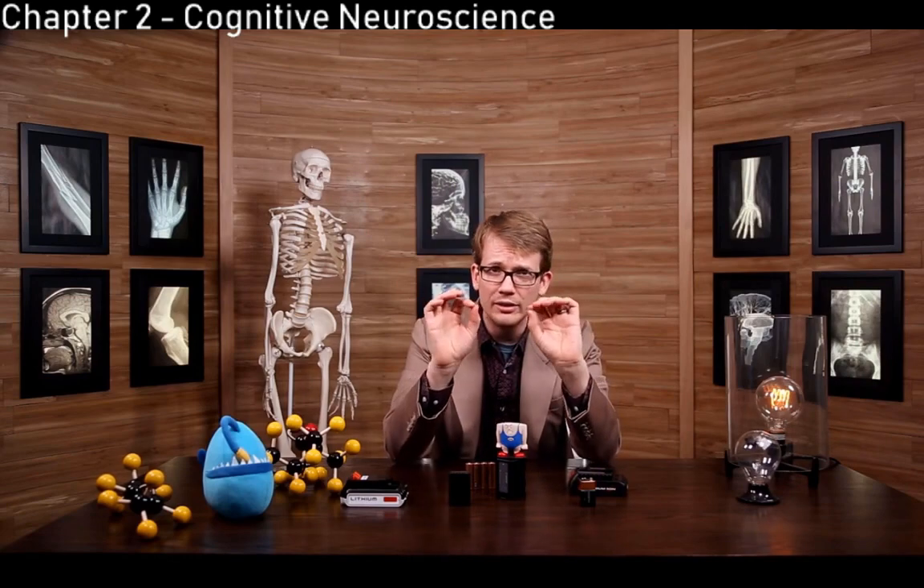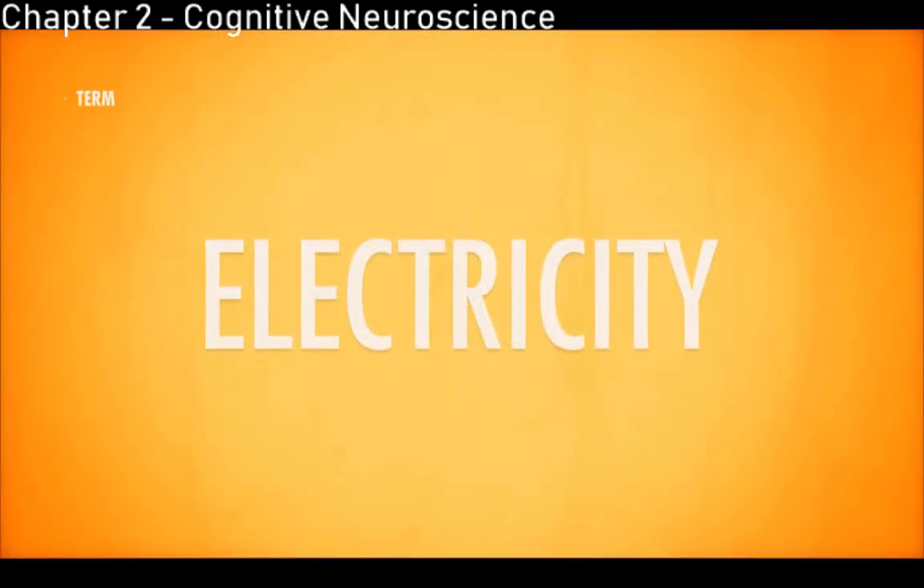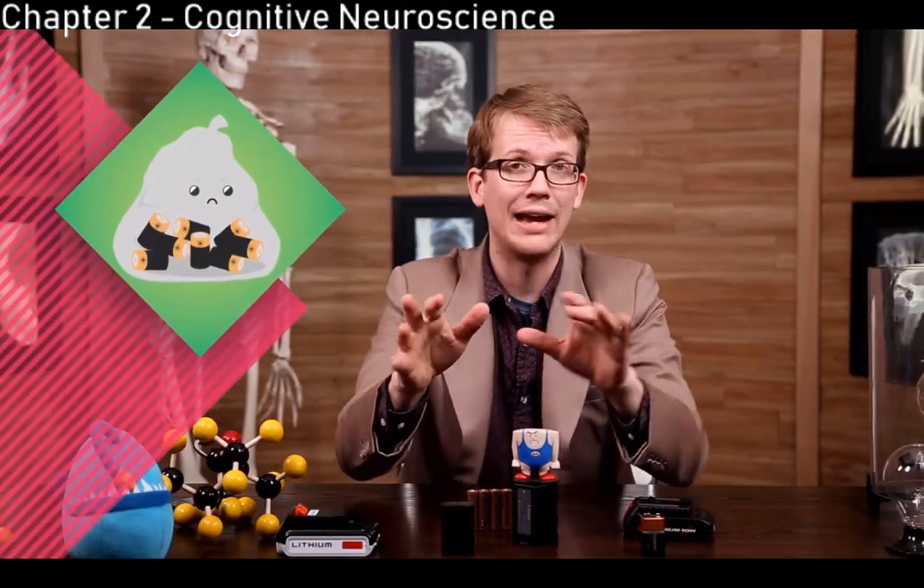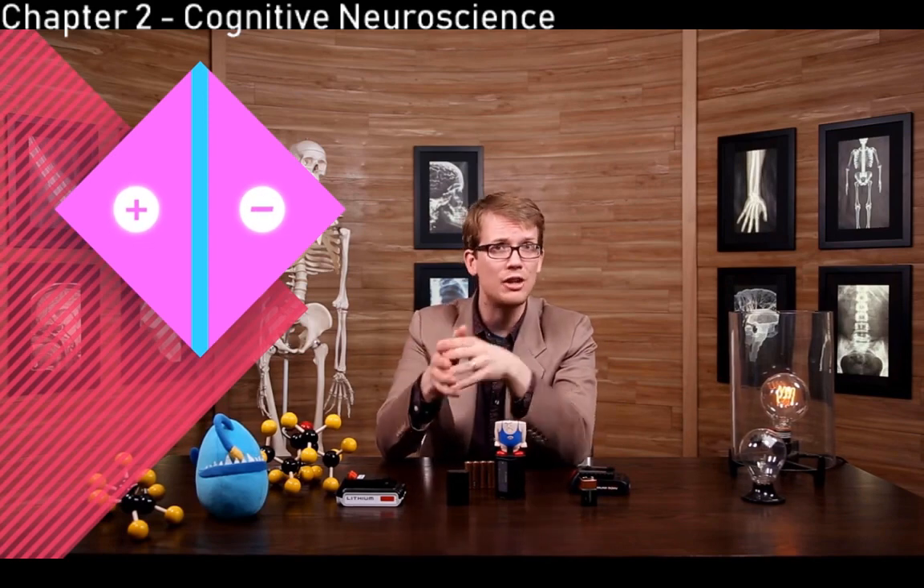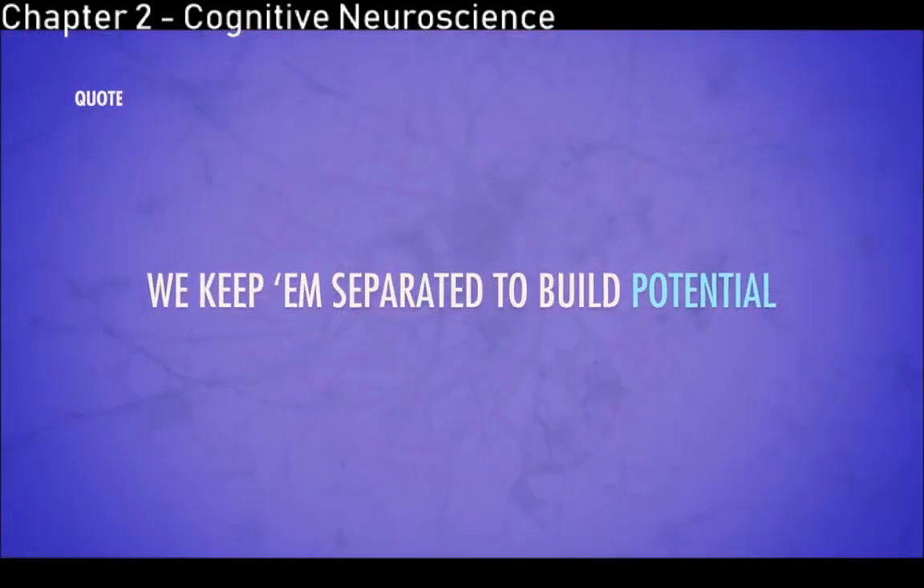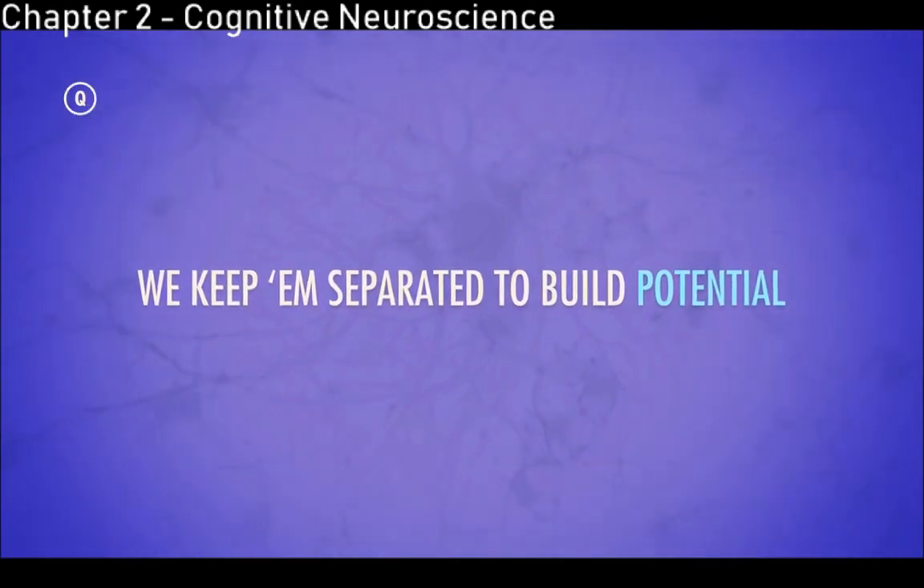Before we delve into how neurons communicate, we gotta first understand a little bit of our old friend electricity. Basically, think of your body as a sack of batteries. No, I mean, you don't look like a sack of batteries. I'm just saying that your body as a whole is electrically neutral with equal amounts of positive and negative charges floating around, but certain areas are more positively or negatively charged than others. And because opposite charges attract, we need barriers or membranes to keep positive and negative charges separate until we're ready to use the energy that their attraction creates. In other words, we keep them separated to build potential.